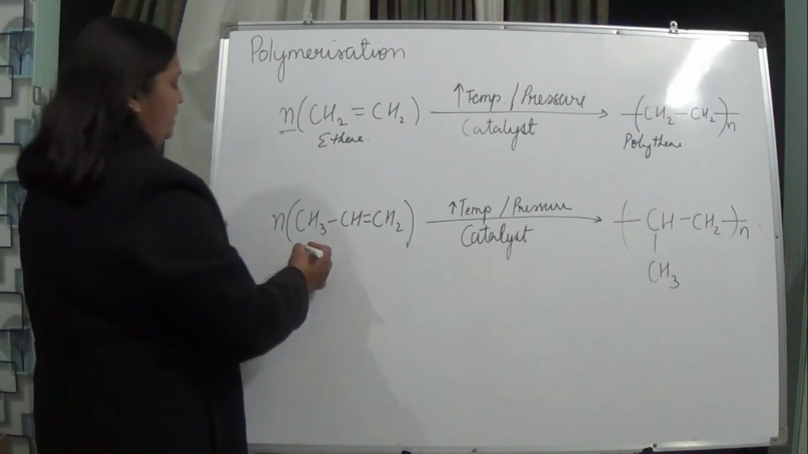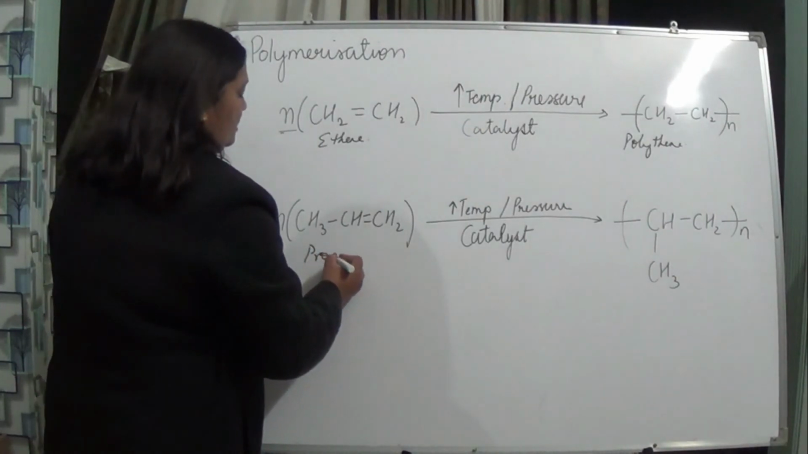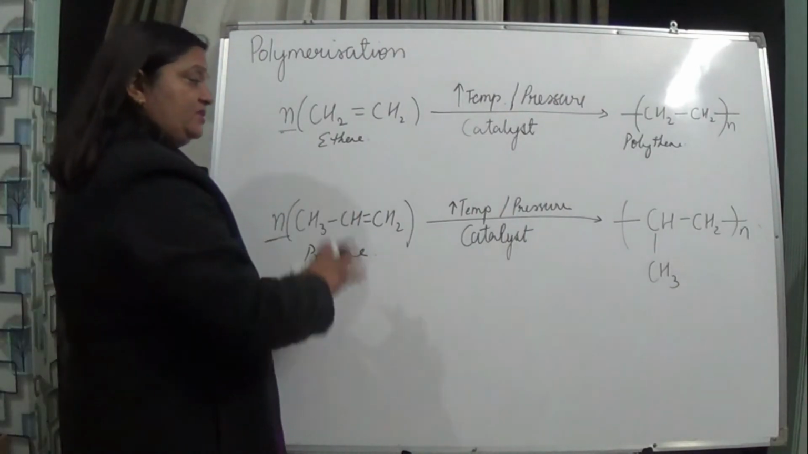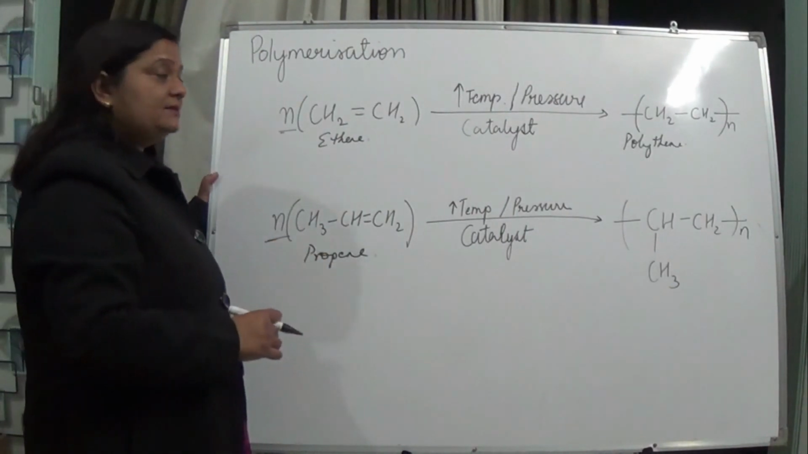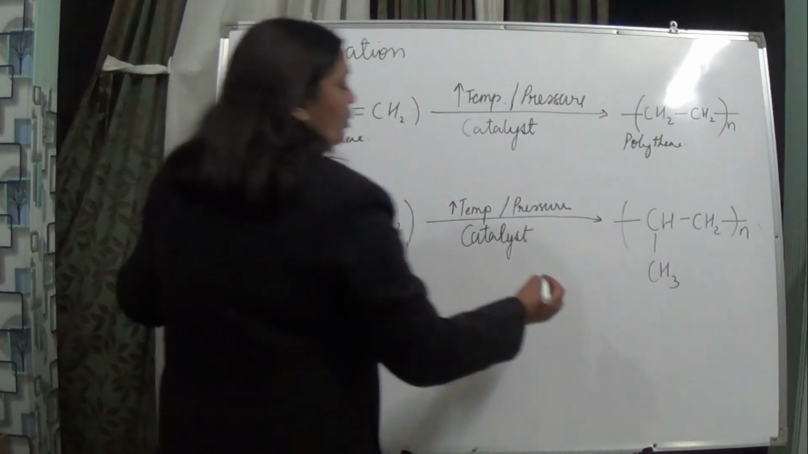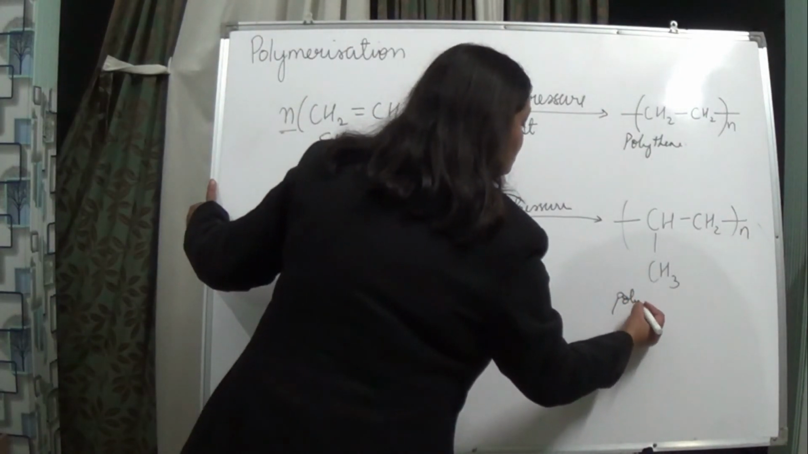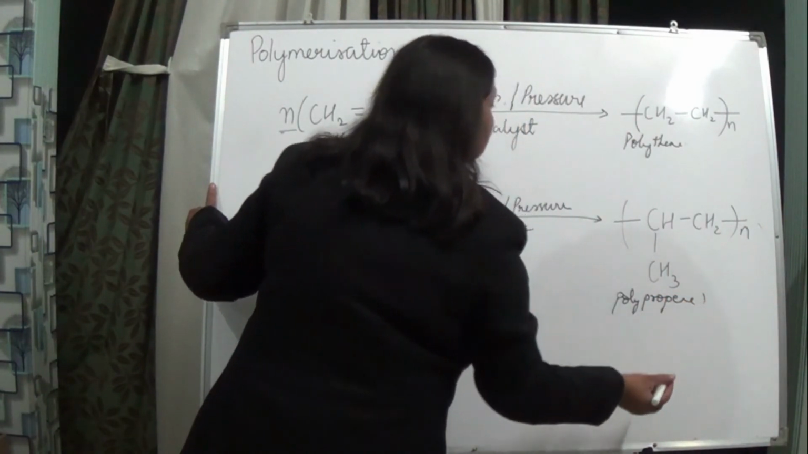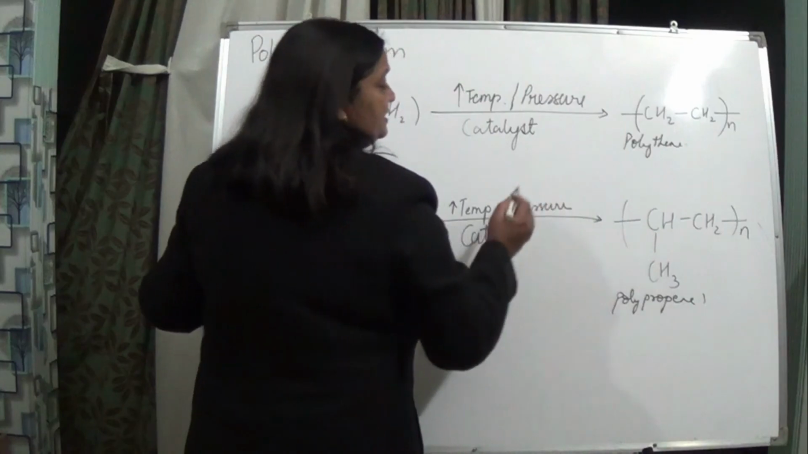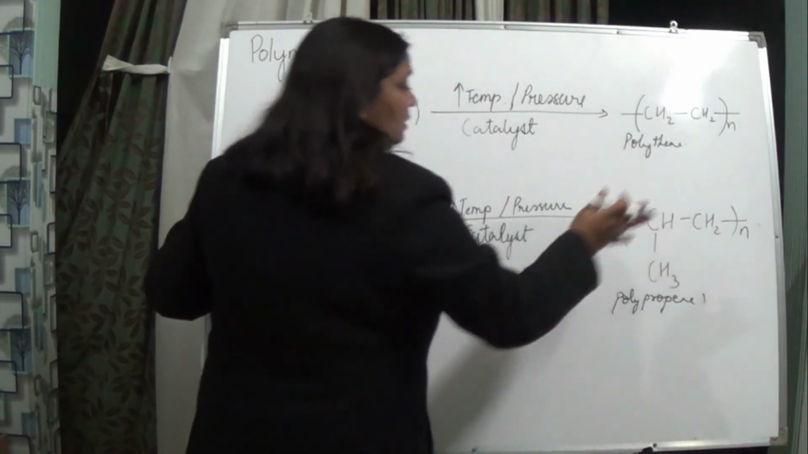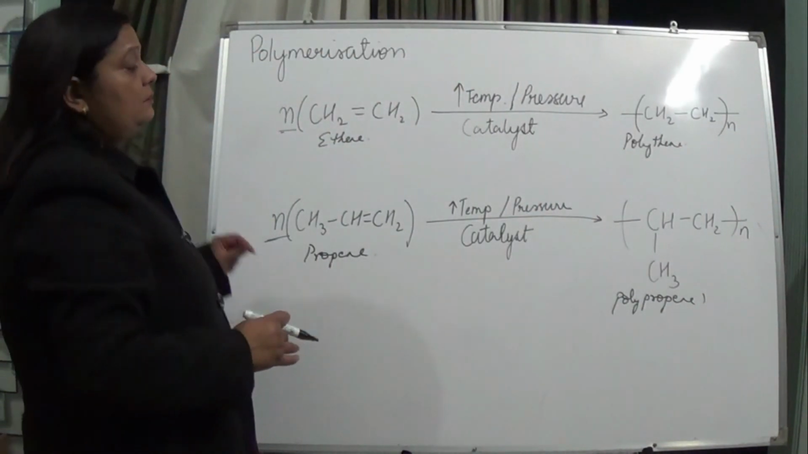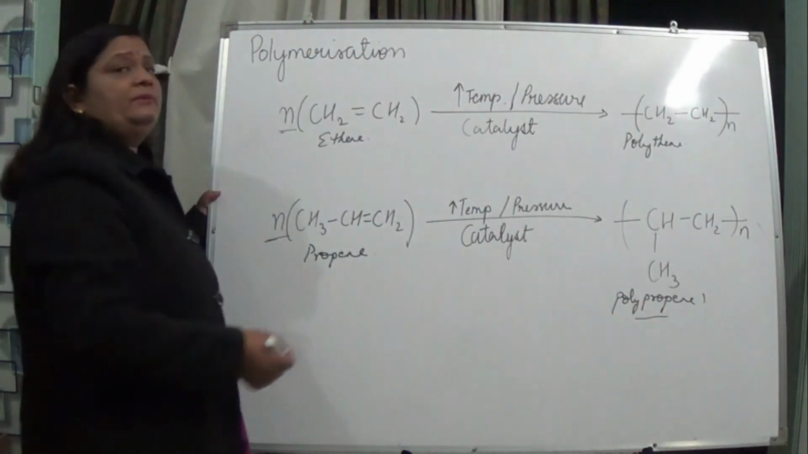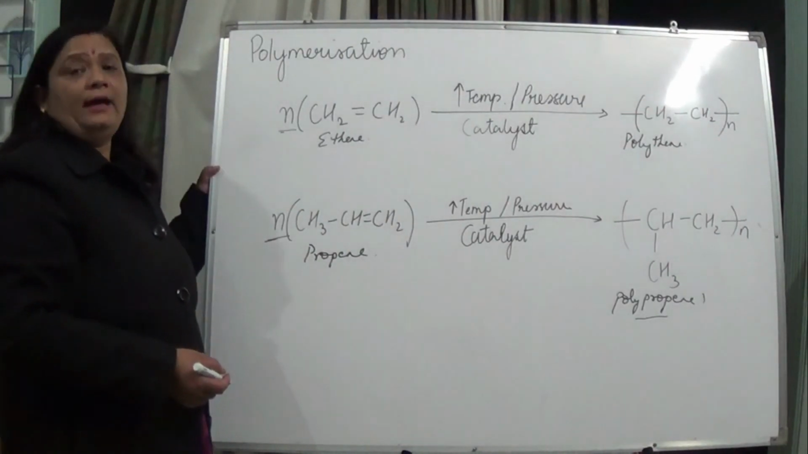Now we have taken what here? Propene. So here n number of molecules of propene, temperature given, pressure given, catalyst added, we will be getting what? Polypropene. Here the difference you can see is that branching also starts, and this is also a big chain, thereby forming a polymer, and that is polypropene. So this is how polymerization takes place in the case of alkenes.